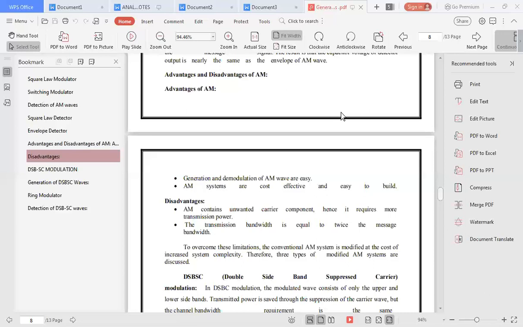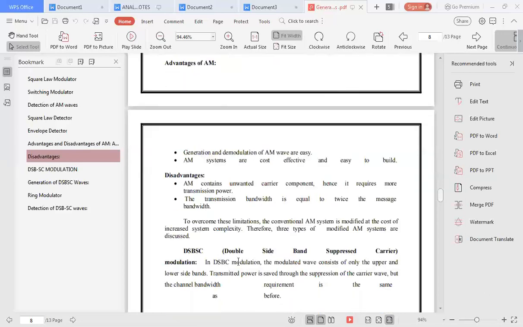To overcome this limitation, the conventional AM is modified by three different processes. One is double sideband suppressed carrier. In double sideband full carrier, we are actually transmitting three parts: the carrier and the two sidebands. When the carrier is suppressed in DSBSC, only the two sidebands are sent. So again the same drawback: the channel bandwidth is twice the input signal.